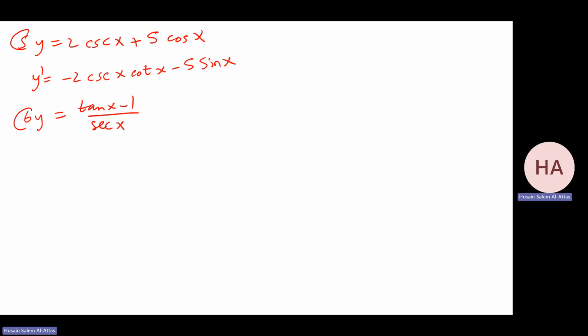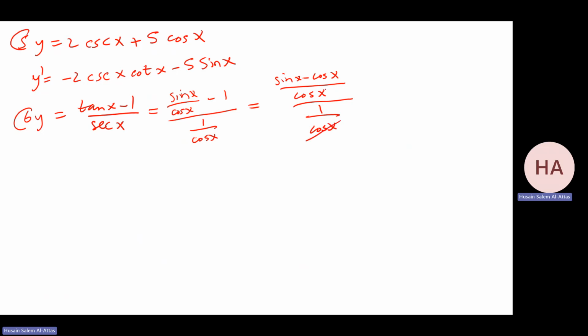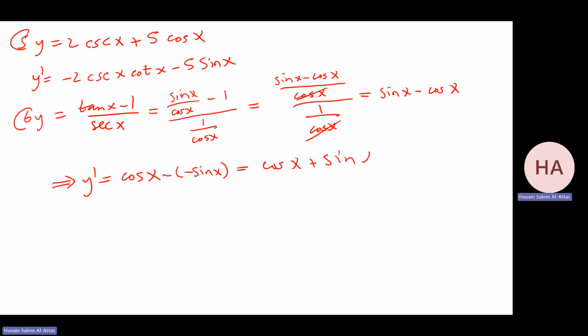You can do it as a quotient rule, but that will take some time. Actually, you can do this problem by 3.2. If I simplify the function, that will be sine x over cosine x minus 1 over 1 over cosine x. That will be sine x minus cosine x over cosine x over 1 over cosine x. This is cancelled, so this will be sine x minus cosine x. This is y. I did not do the derivative until now. So what will be y prime? It will be cosine x minus minus sine x, or in other words, cosine x plus sine x.